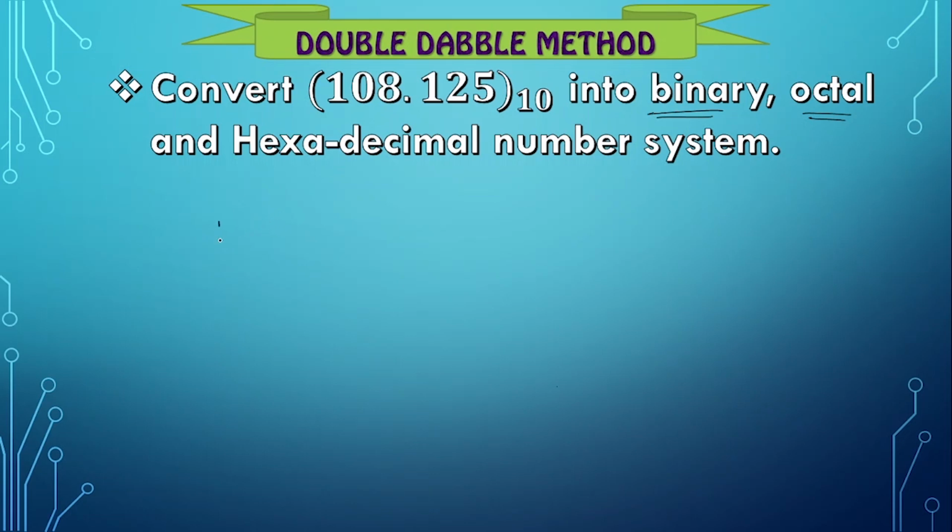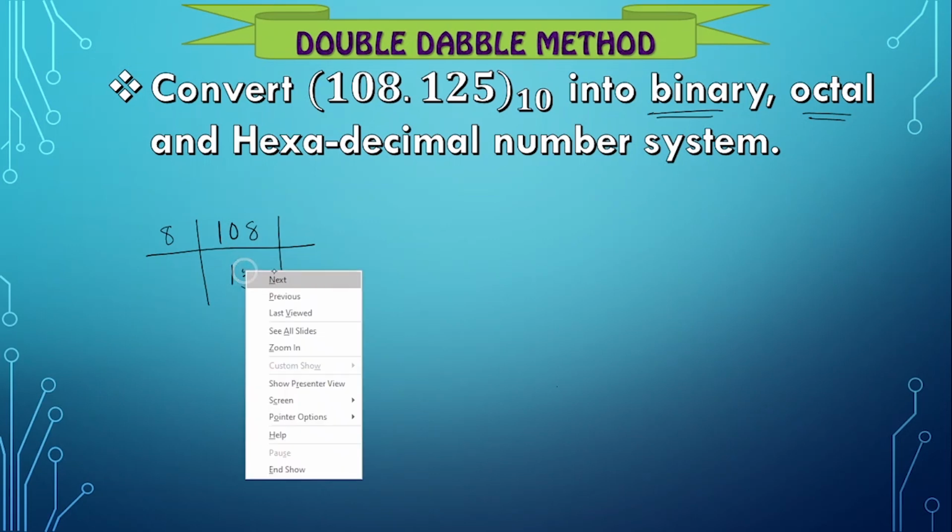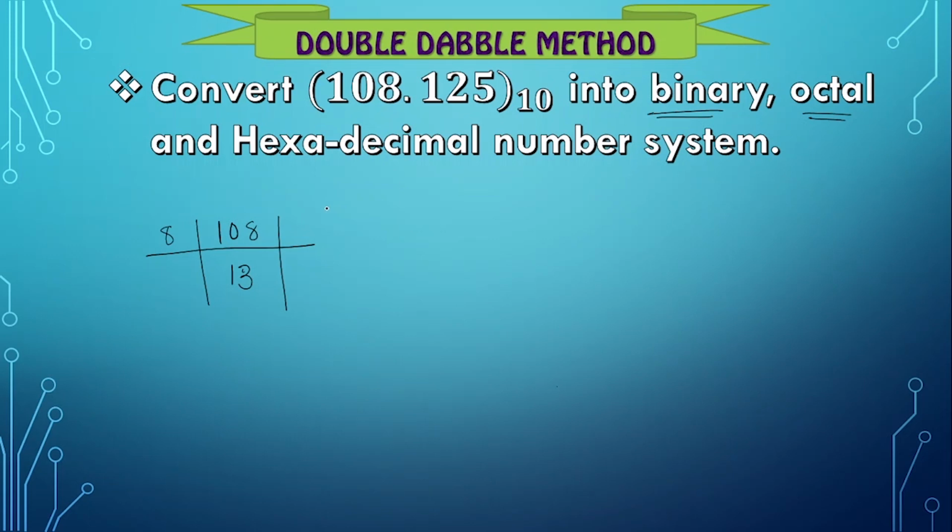Now again, if you want to convert 108.125 into octal, then the integer part will be treated separately, and the fractional part will also be treated separately. So for the 108 integer part we will have successive division with the radix. Now the octal number system has radix 8, so 108 divided by 8 gives 13, and we will have a remainder 4, because 13 multiplied by 8 is 104.